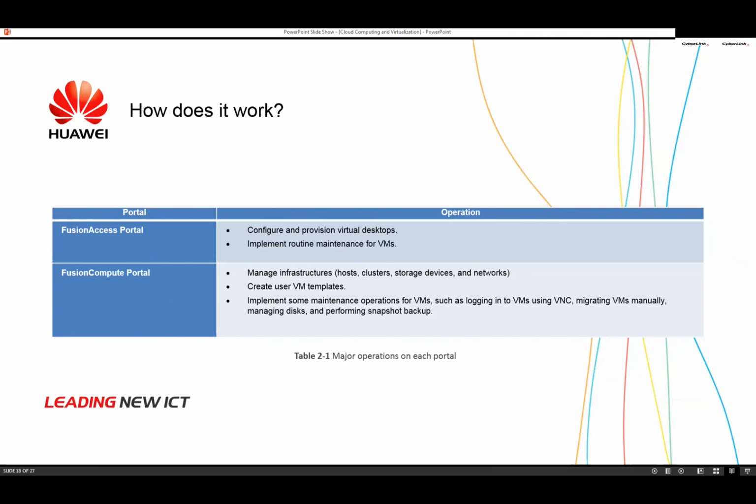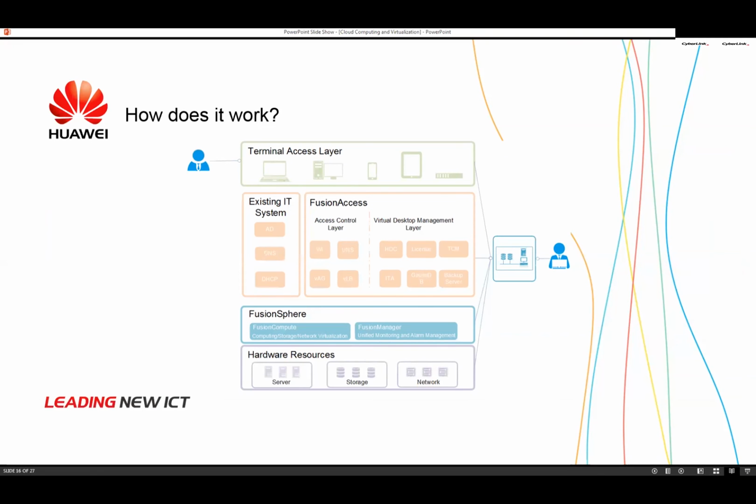Now, let me tell you a little bit about Fusion Access. In traditional desktop environments, user data is stored on PCs and may be accidentally disclosed or lost due to network attacks. In desktop environments where terminals are decoupled from data, like we have here in Fusion Access, data is stored and processed in a data center. In addition, various security measures such as thin client authentication and encrypted data transmissions are taken to ensure security and reliability of the desktop system. So it helps me with security.